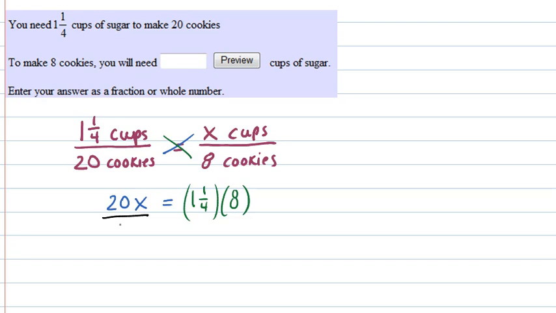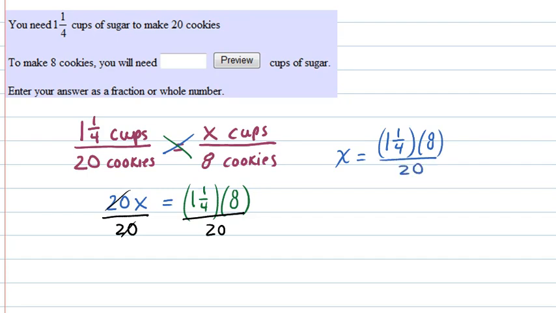So we'll divide the left-hand side by 20. Look how nice this looks. Divide the right-hand side by 20. The 20 drops out, so we end up with, I'm going to write it off to the right-hand side here, x equals, so I need to take 1 1/4 times 8 and then divide by 20.